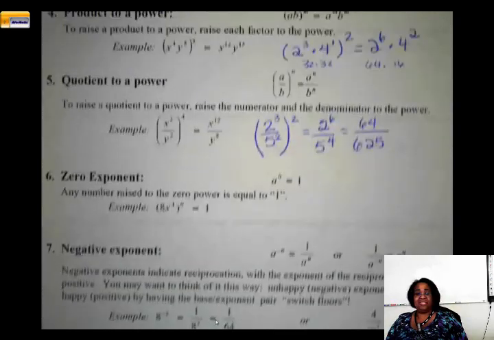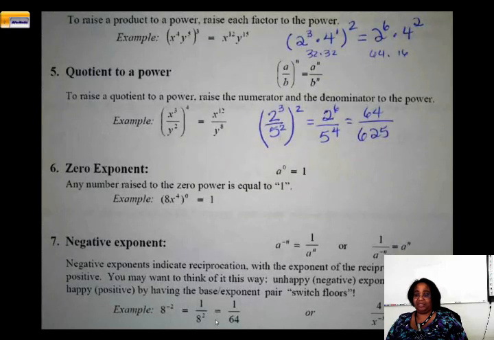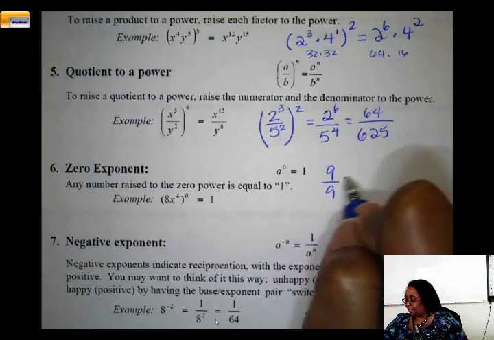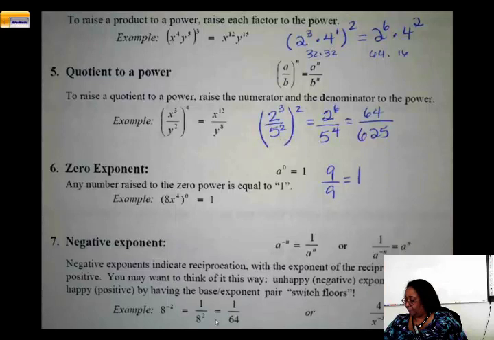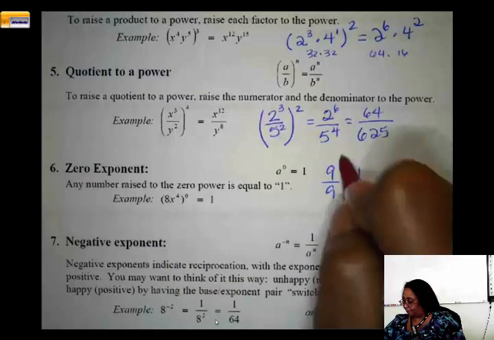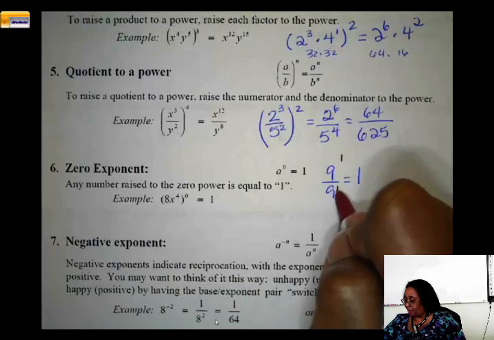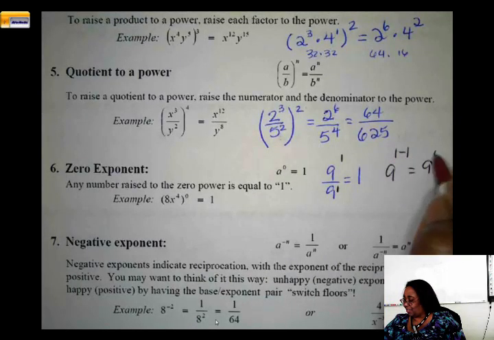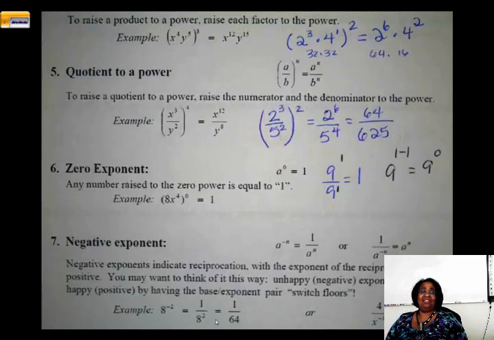Rule number 6 is the zero exponent. You guys should know this. Anything to the 0 power is 1, because if I have 9 over 9, what does that equal? 1. Now 9 over 9 is the same as taking 9 to the 1st power divided by 9 to the 1st power. Well, that's the same as 9 to the 1 minus 1, which is equal to 9 to the 0. So anytime you have anything to the 0 power other than a base of 0, you're going to get 1. This is not true for a base of 0. If you have a base of 0, why are you even doing it?